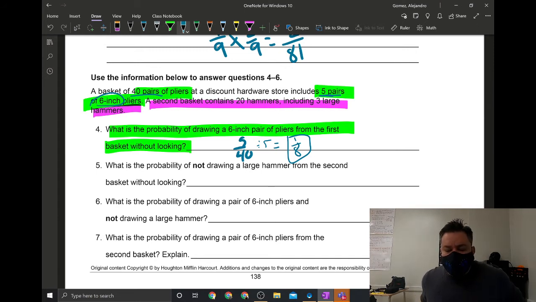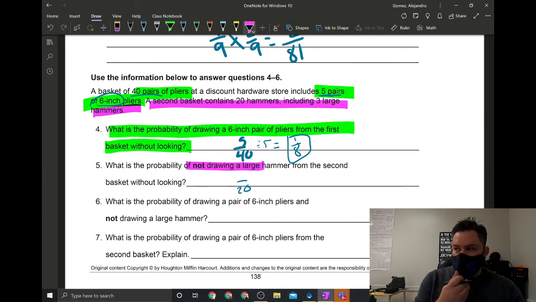My question, what do we know about the second basket and it's highlighted pink? How many hammers do we have total? Remember, it's part of our total. How many total hammers? 20. That's going to be your bottom number. How many are not large?